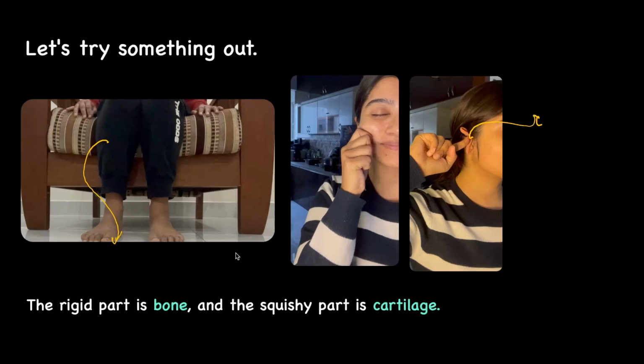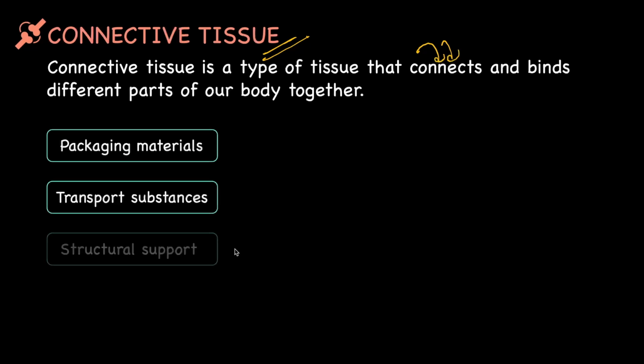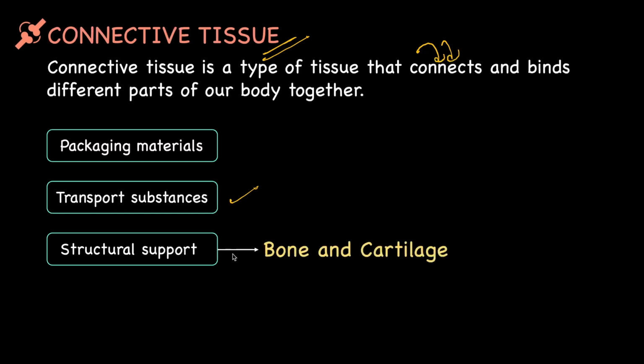But before we get started, we need to quickly recall our basic concept on connective tissue. Now we know that the human body is made up of different kinds of tissues, and connective tissue is one such tissue. It is responsible for connecting and binding different parts of our body together. Within this category, there are many different types. Some tissues act as packaging materials, some help with the transport of substances, and some provide structural support. Bones and cartilage come under this particular category.